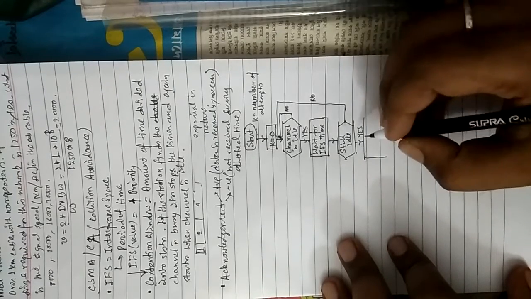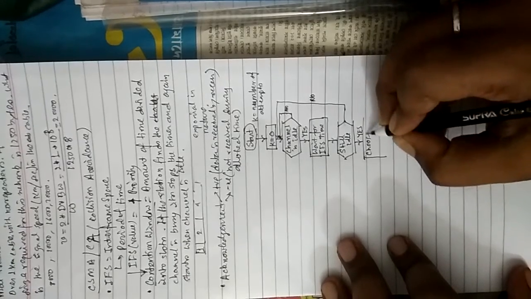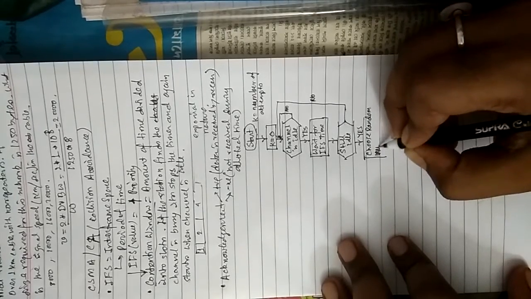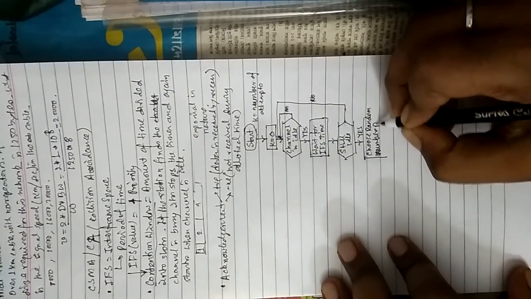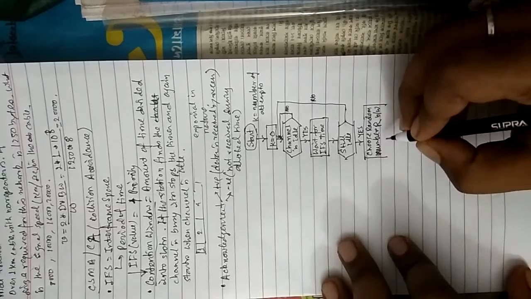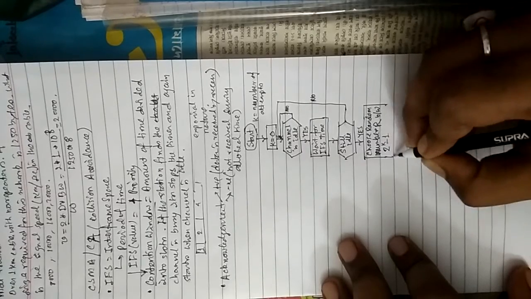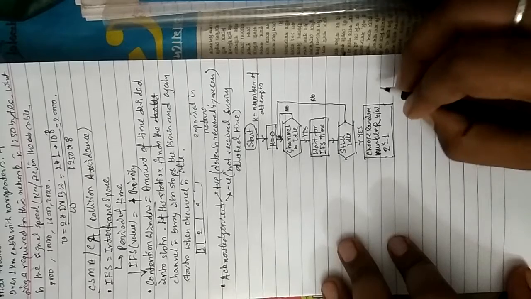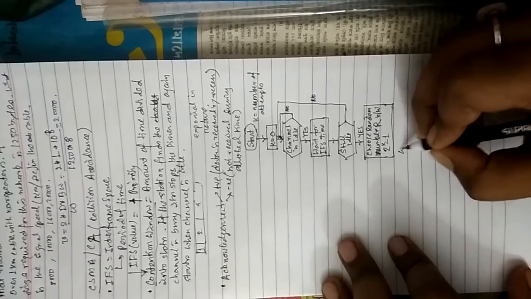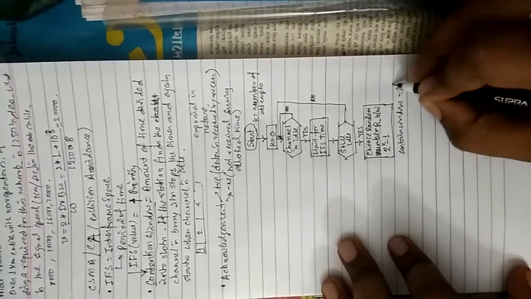then it will choose a random number between 0 and 2 to the power k minus 1. Okay, so it is nothing but the contention window. So this is the contention window, 2 to the power k minus 1.